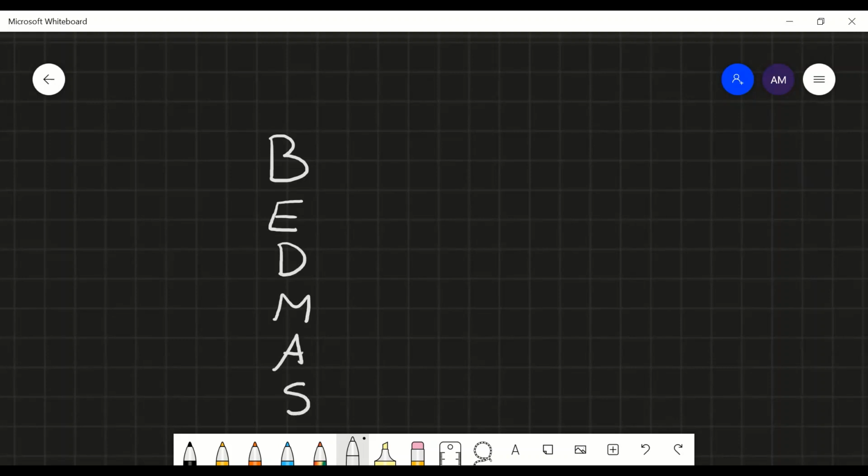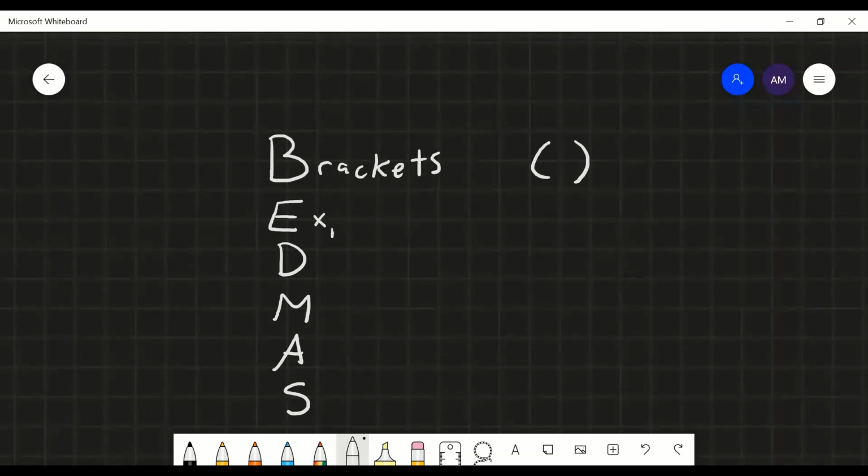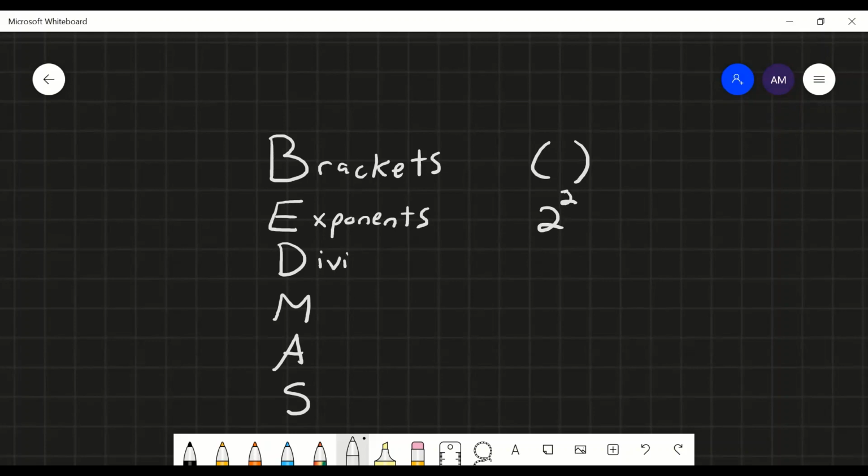BEDMAS stands for brackets, which are these things, exponents, which, if you remember, are just the little things in the corner, division, multiplication, addition, and subtraction.